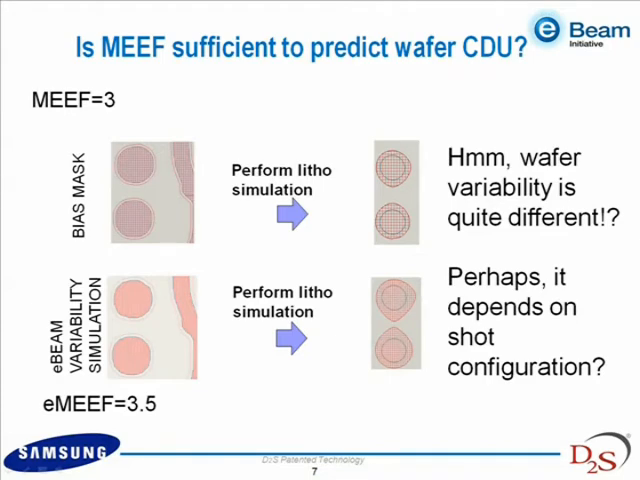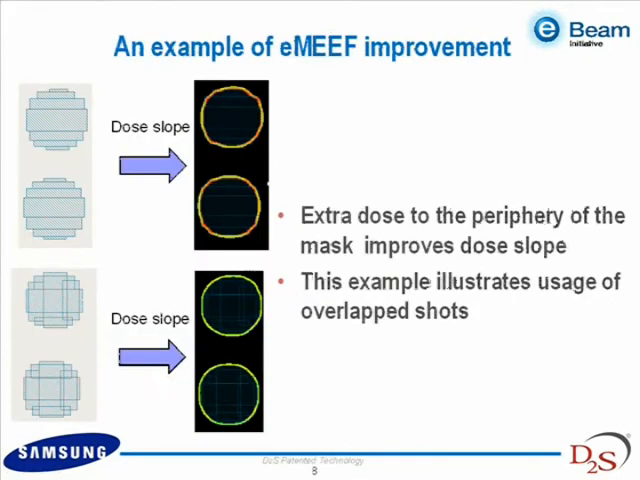So, well, what does it mean? Perhaps it depends on the shot configuration in a sense. Maybe we chose the wrong one, but it's clear that depending on how we approach the simulation using the MEEF or eMEEF approach, the results will be quite different. Okay, so that's not entirely unexpected, because we know that areas with a different dose slope will have a different response to the mask error. And if they have different response to the mask error, some of that mask error will transfer to the wafer. So the result is not totally unexpected.